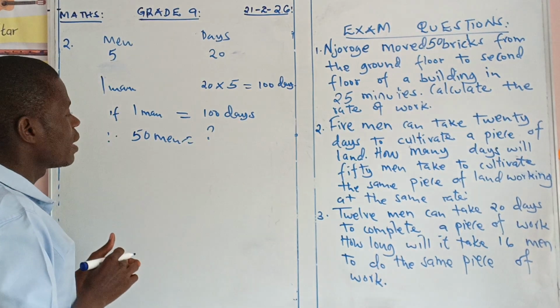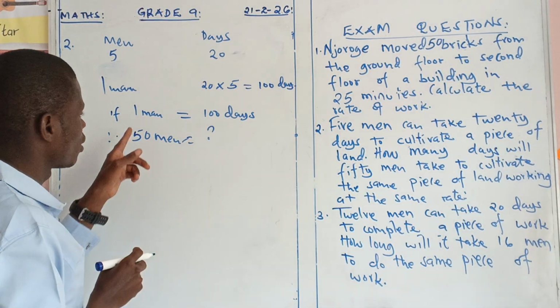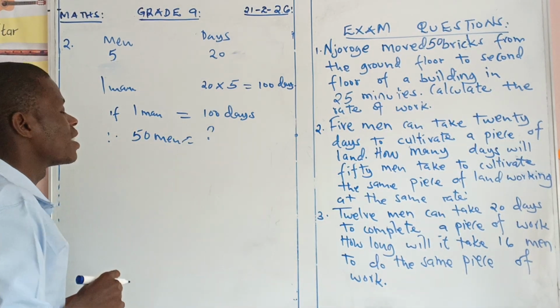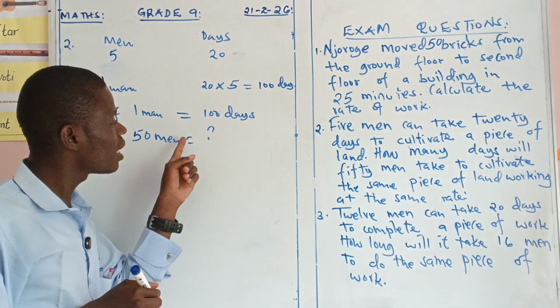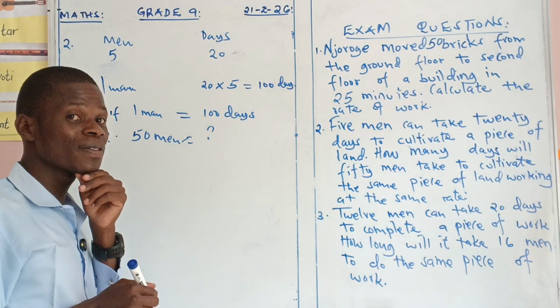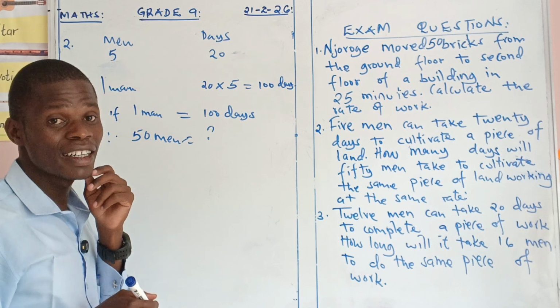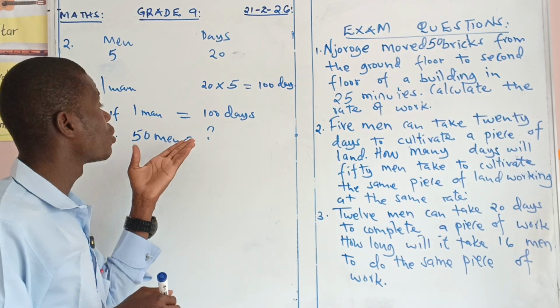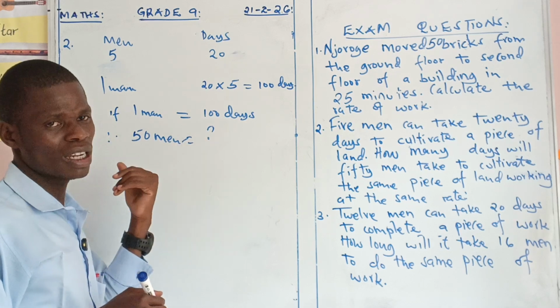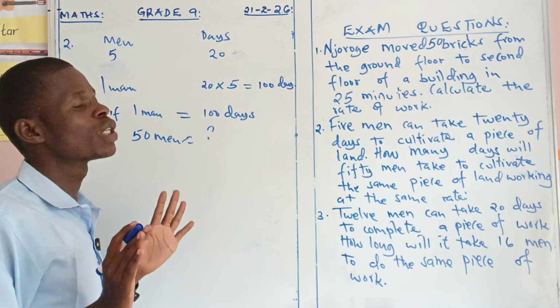So one man takes 500 days. You need to understand one thing. If you cross multiply here, what will happen? You're going to get 5,000 days, 50. No, it won't happen.